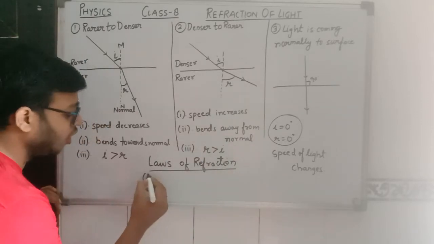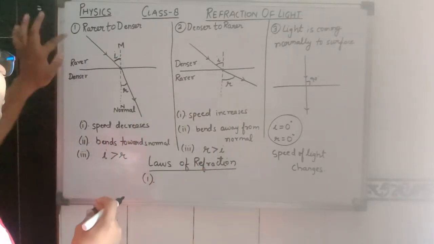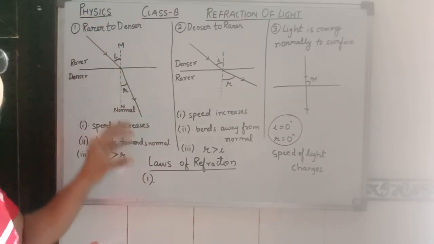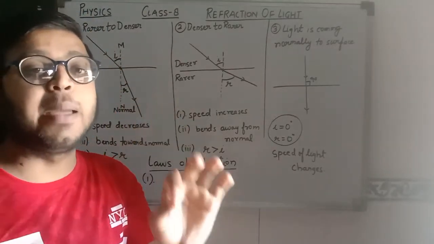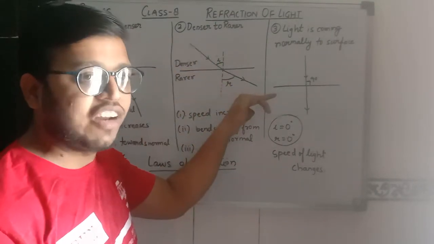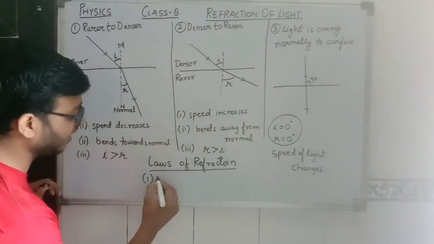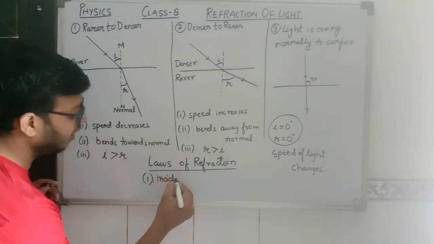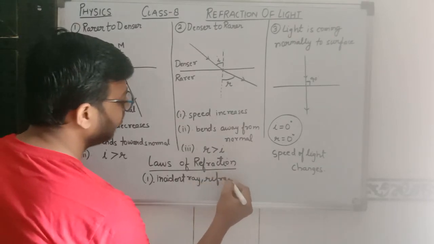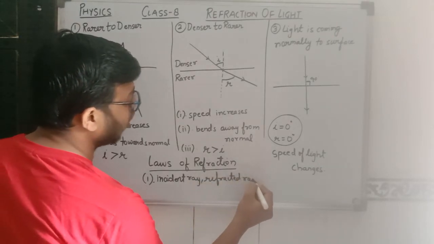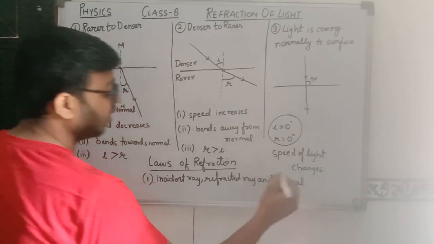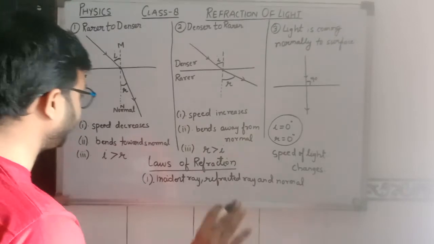The first law, as you have seen in each diagram: incident ray, normal and the refracted ray. All these three lines lie on the same plane. So the first rule is saying that incident ray, refracted ray and normal, these three lines lie on the same plane. The first rule is very simple. You can learn it very clearly.